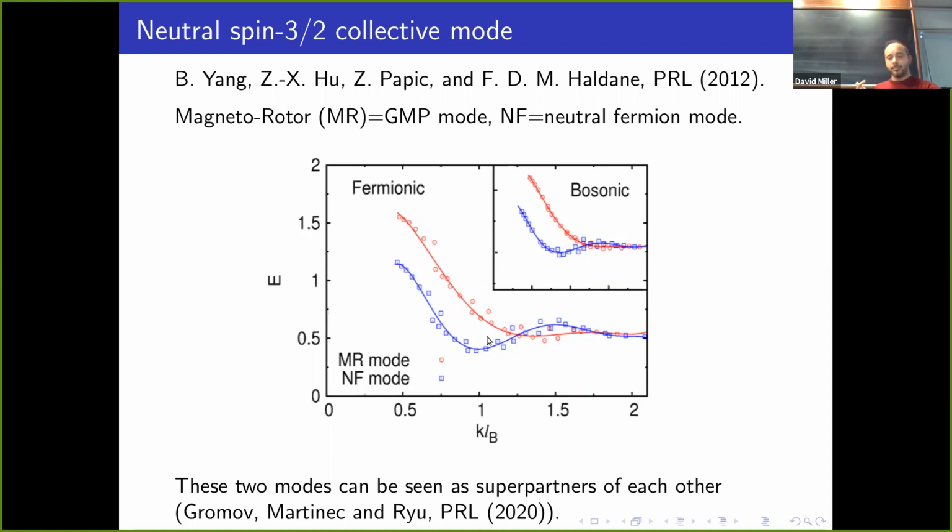And this second mode is massive. So we are talking about a neutral fermionic mode that is propagating. So it's not topological, and it's also massive. So we have to find a way to build it.